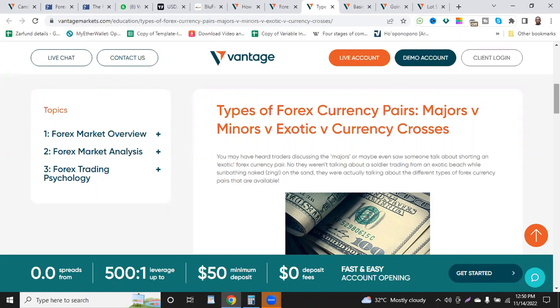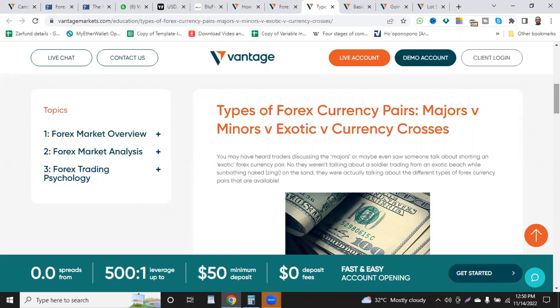Again, let me go through them: the euro, the GBP, the USD, the JPY, the CHF, the AUD, the CAD, the NZD. So about eight of them are the major currencies. But when we come into trading, we deal with pairs.